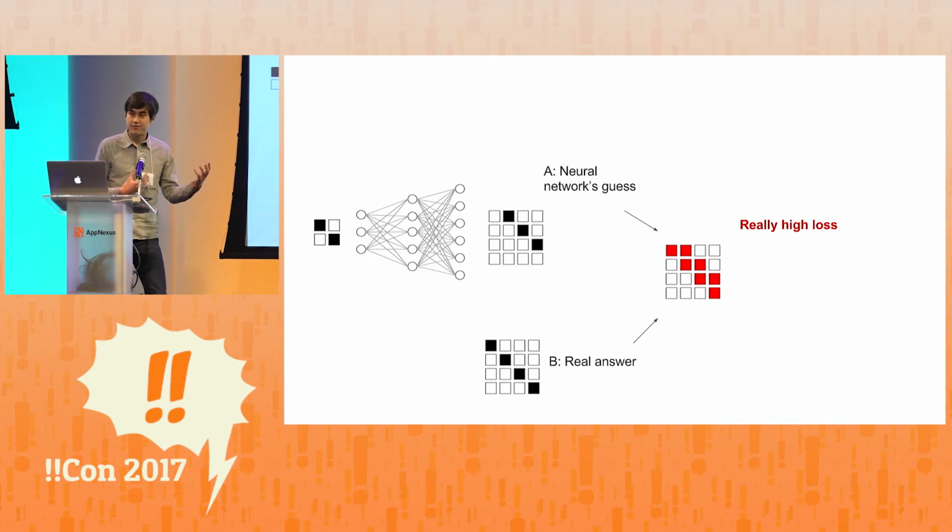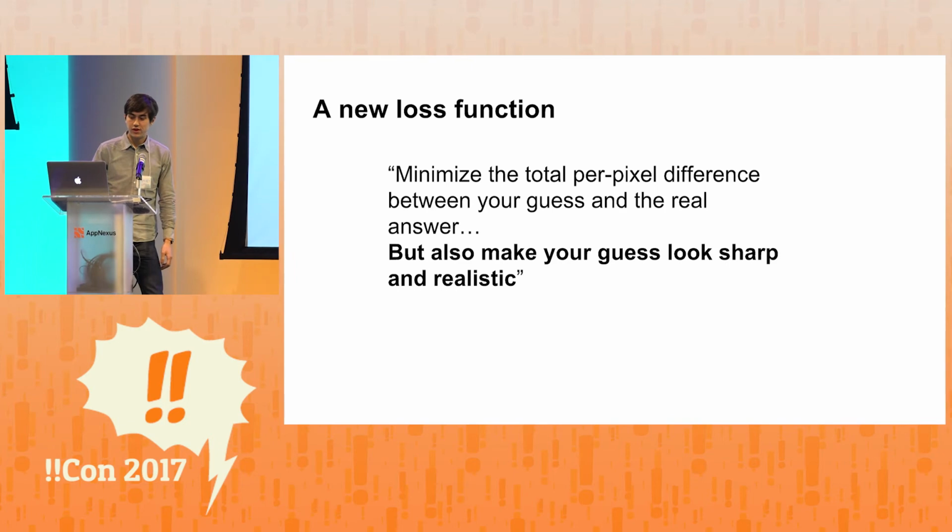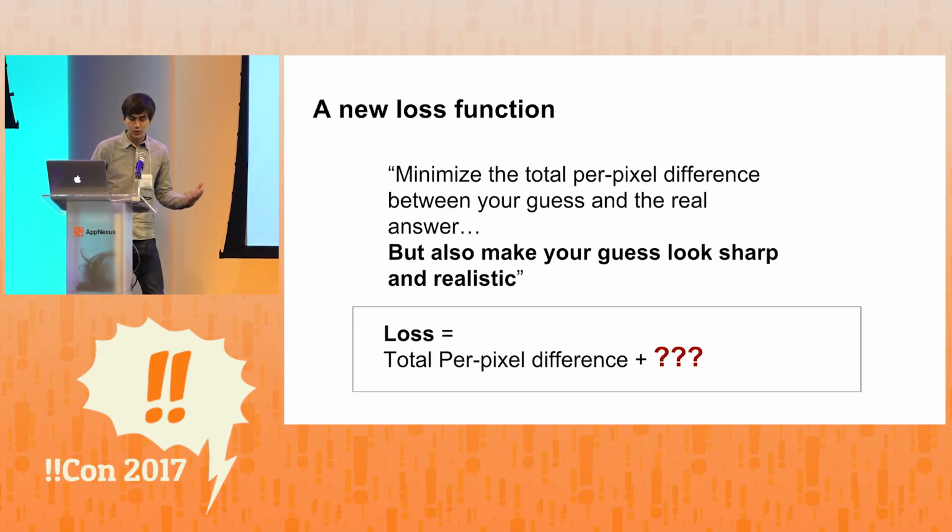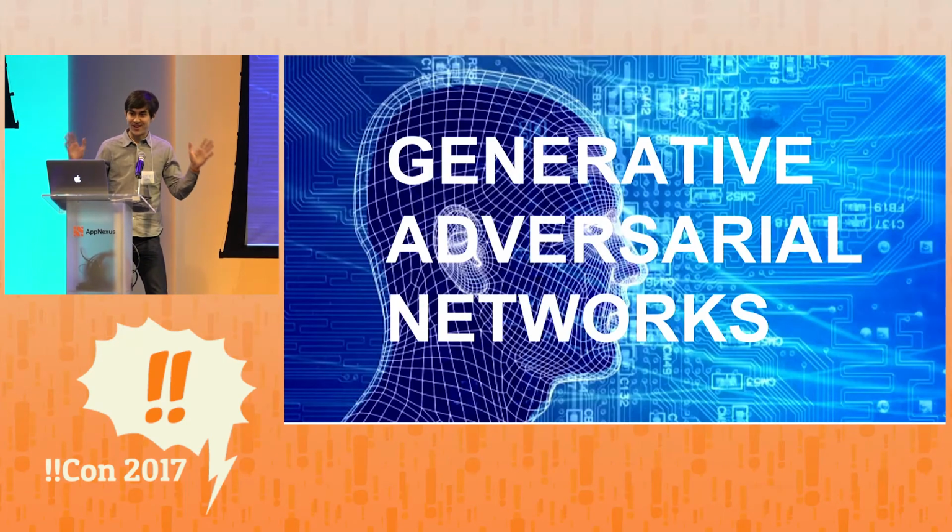And so what we end up incentivizing our neural network to do with the loss function we chose is to kind of generate this blurry blob that will never be too far off from the real answer. So that kind of limits how far off it can be. But that's not what we want for our TV quality perfect face, right? We want it to generate this realistic, sharp image. So how can we do that? Well, we can come up with a new loss function that minimizes that total per pixel difference, but also makes the guess look kind of sharp and realistic. So how can we do that? Well, we want to add something else to the loss. And that's where we come to generative adversarial networks.